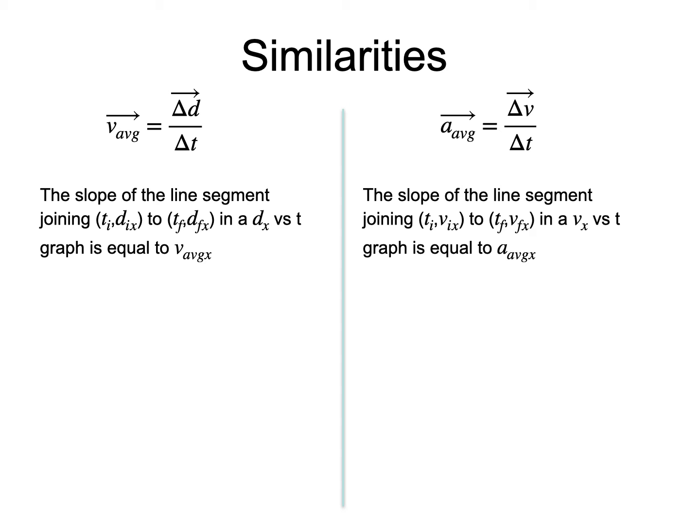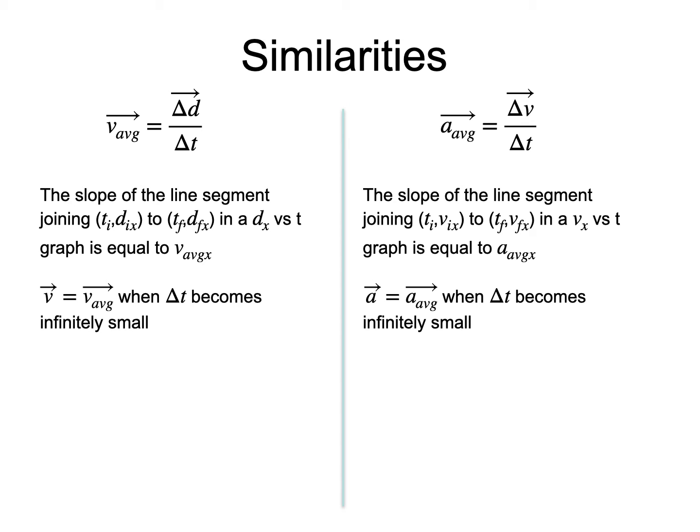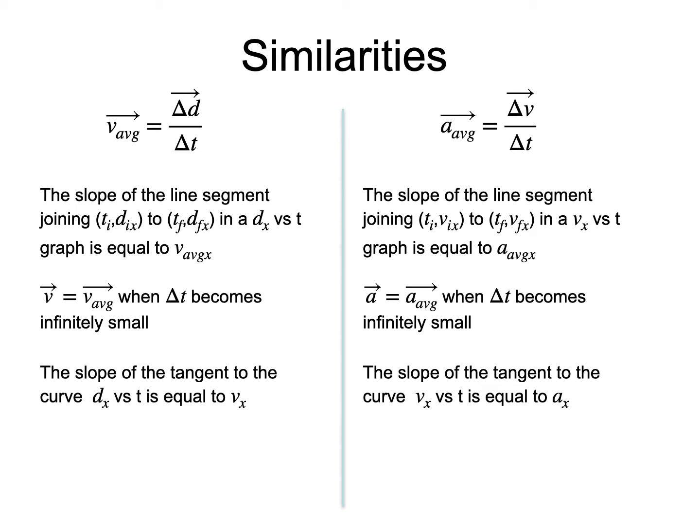Later on, we define the instantaneous velocity as being the average velocity, evaluated over a very small time interval. The same process can be applied to obtain the instantaneous acceleration, simply called the acceleration. The acceleration is also in general a function of time. With a dx versus time graph, the x component of the velocity can be found in the slope of the tangent to the curve. Similarly, the x component of the acceleration is equal to the slope of the tangent to the curve of the vx versus time curve.